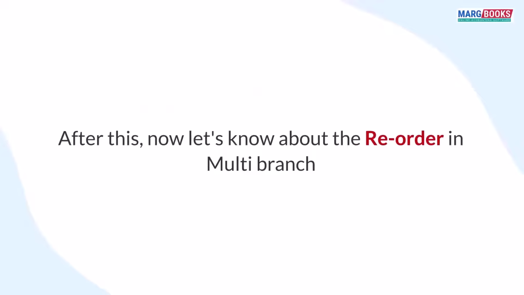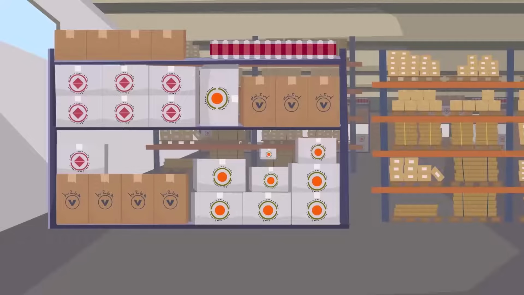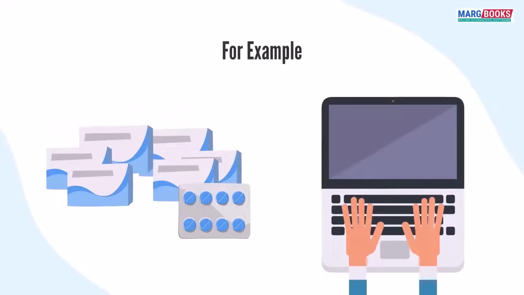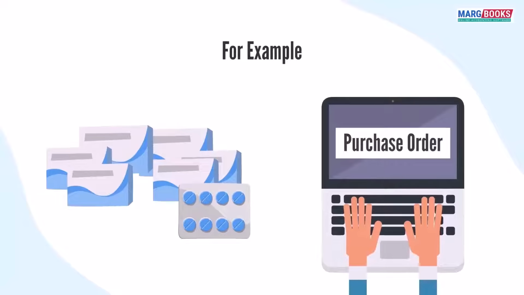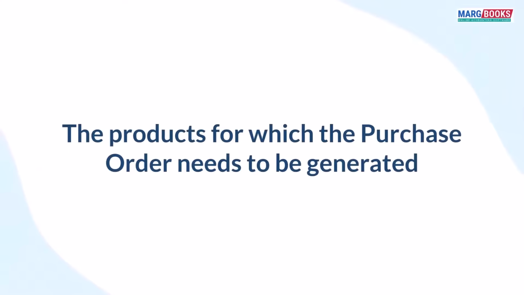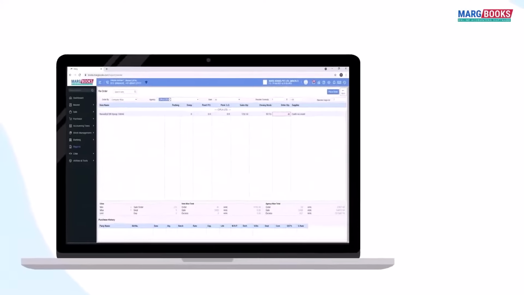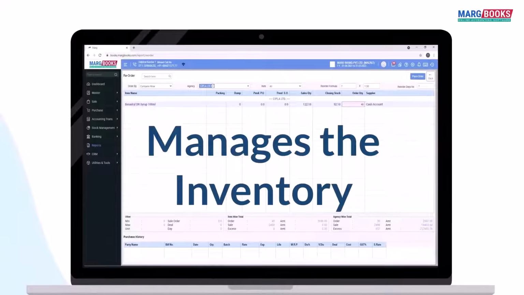The concept of reordering is related to generating a purchase order, when the stock level of a particular item falls below a certain point. For example, if you want to automatically generate a purchase order for Dolo tablets, whenever the stock falls below 10, the software can initiate a purchase order with the supplier for that item. The software automatically and accurately generates reorder for the products for which a purchase order needs to be generated, and it also manages your inventory.